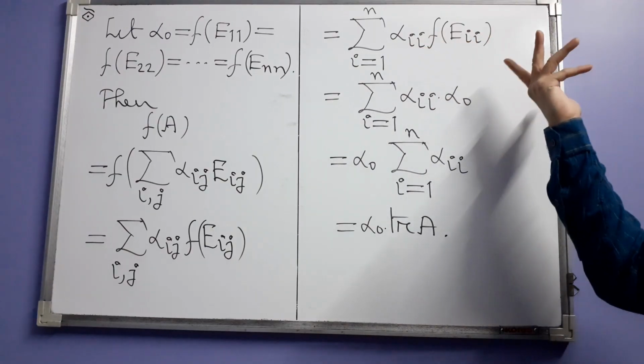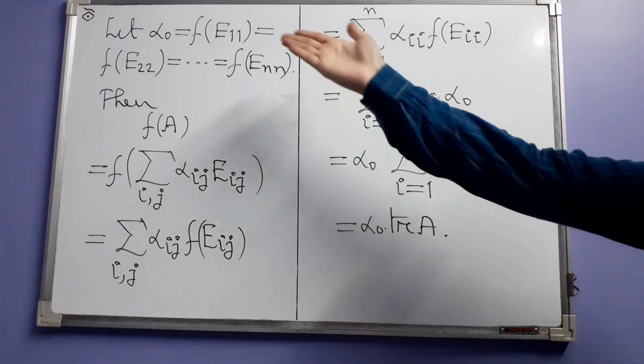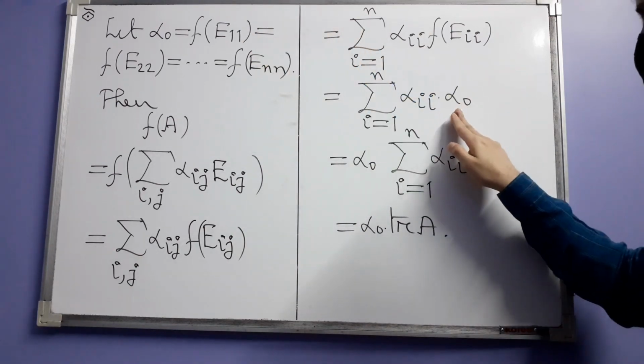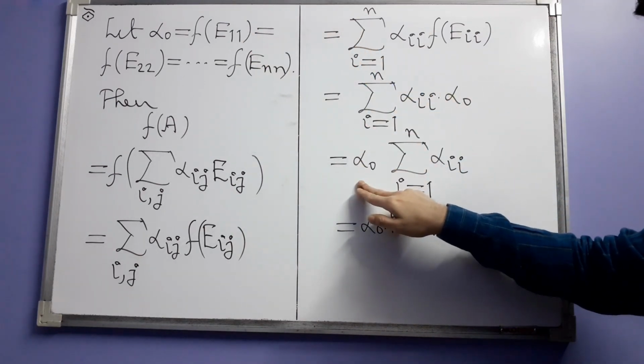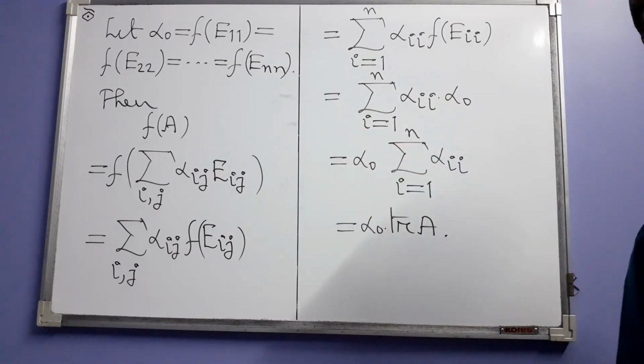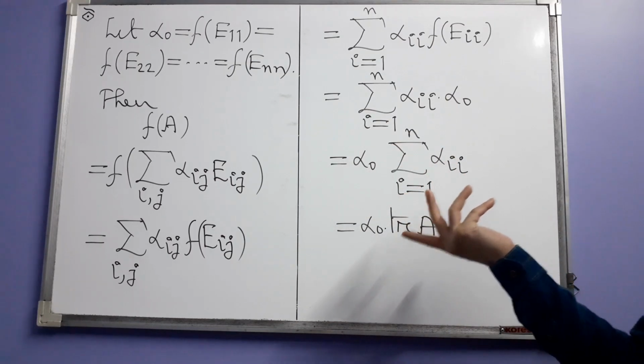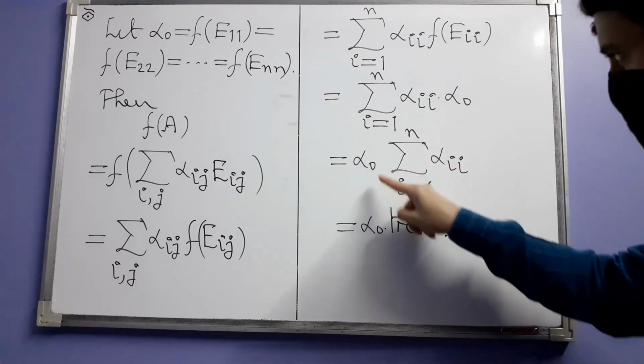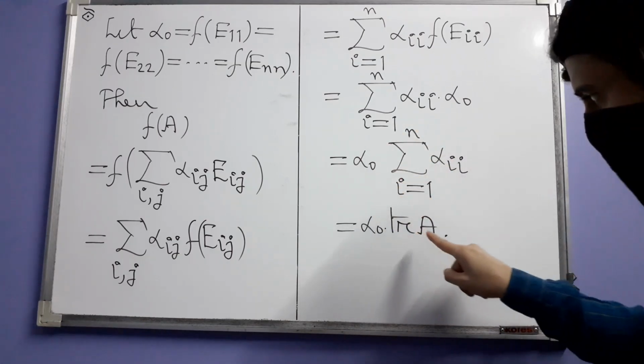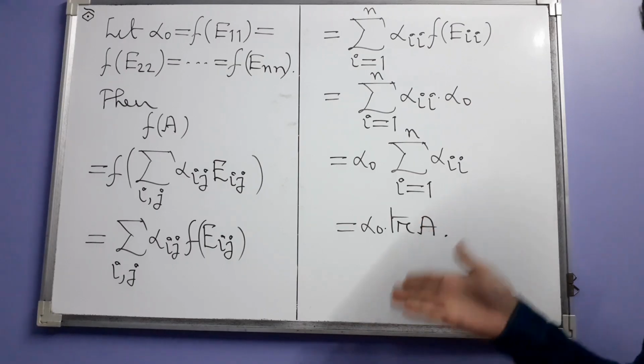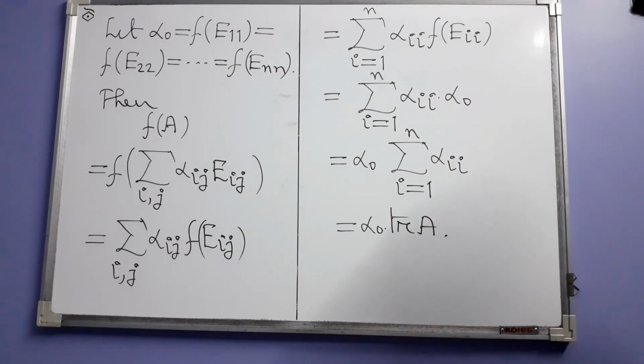But no matter what i is, f of Eii, all of them are alpha naught. So alpha naught comes outside by the left distributive law in the field. I mean, you know, by field axioms. And we are left with this, which is nothing but the trace of A. So that's how we get this result.